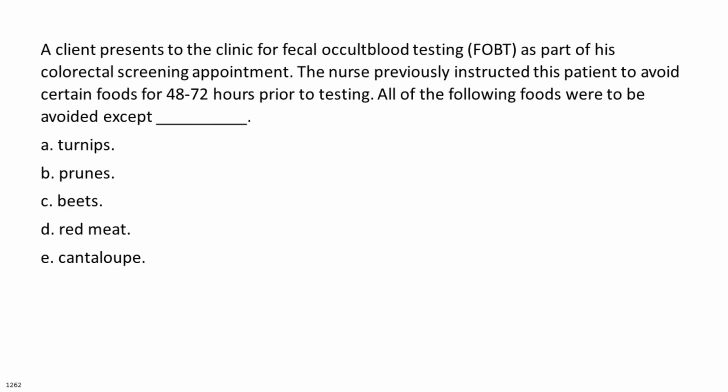A client presents to the clinic for fecal occult blood testing, FOBT, as part of his colorectal screening appointment. The nurse previously instructed this patient to avoid certain foods for 48 to 72 hours prior to testing. All of the following foods were to be avoided except A. Turnips, B. Prunes, C. Beets, D. Red meat, E. Cantaloupe.